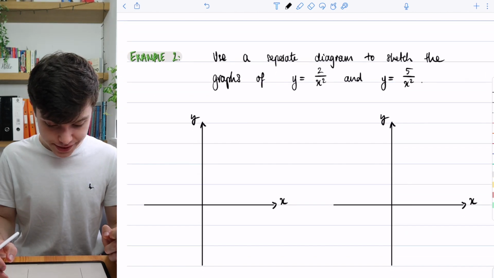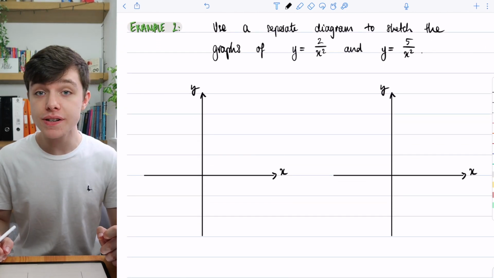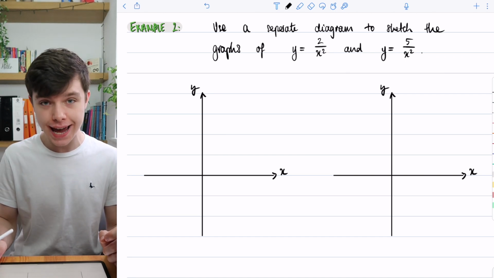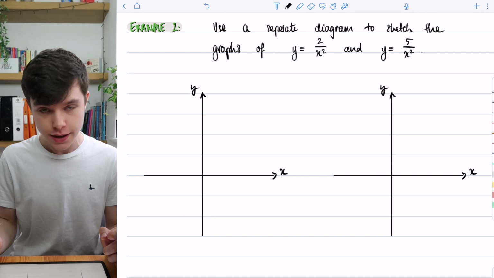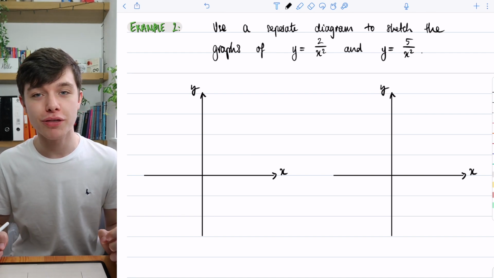Okay, let's have a look at the second example. Here we're having a look at separate diagrams. We want to sketch 2 over x squared and 5 over x squared. So pause and have a go, and then we'll work through the answer.